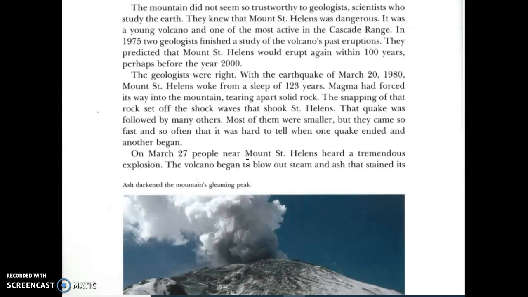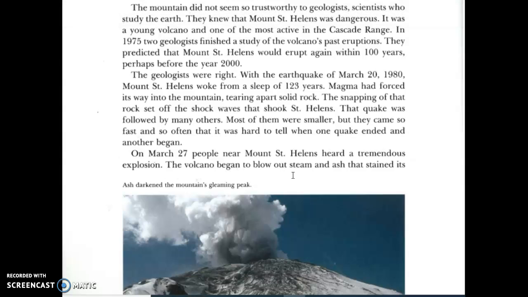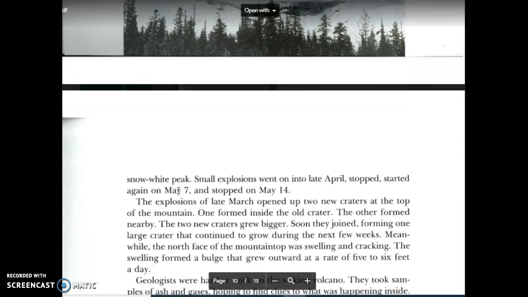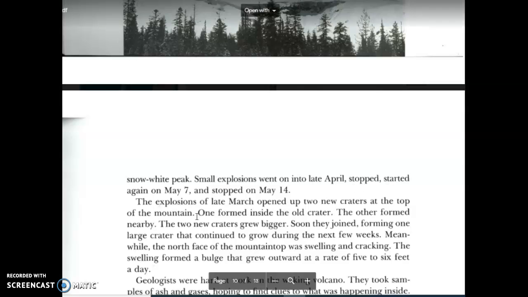On March 27th, people near Mount St. Helens heard a tremendous explosion. The volcano began to blow out steam and ash that stained its snow-white peak. Small explosions went on into late April, stopped, started again on May 7th, and stopped on May 14th.